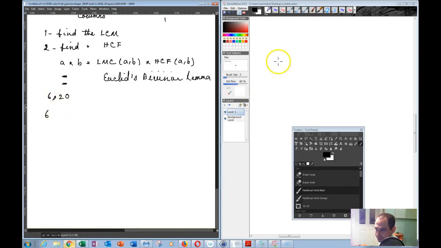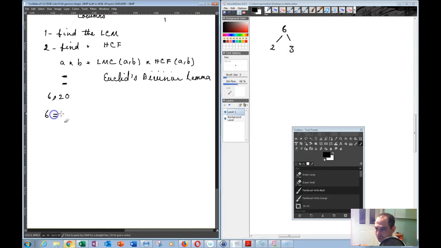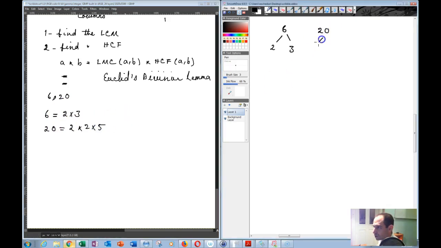if you want to find the LCM of these 2 numbers, you want to analyze your numbers, you find the prime factors of these 2 numbers, and that's always done with the factorization tree, as you most probably know. So 6 is equal to 2 times 3, and 20 is equal to 2 times 10, and 10 is 2 times 5, so that's 2 times 2 times 5.